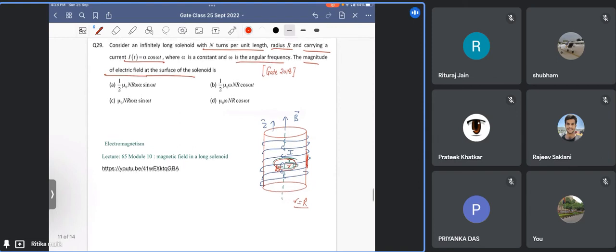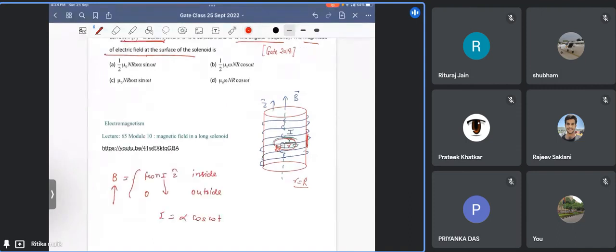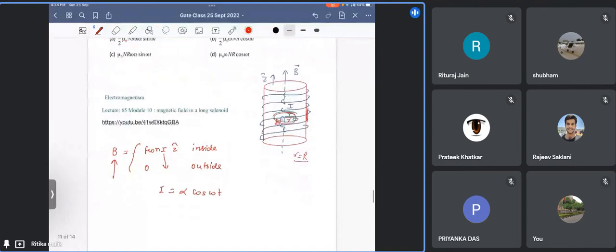So in this question, it is given to us that our current is changing with time. So if you calculate the magnetic field, which is given by mu naught n I inside and 0 outside, and it is in the z cap direction. Now our current I is changing with time. It is alpha cos omega t. So that means our magnetic field is also going to change with time. And whenever there is a change in magnetic field, it will induce an electric field from Faraday's law. And from the Maxwell equation, curl of E is equal to minus del B by del t.